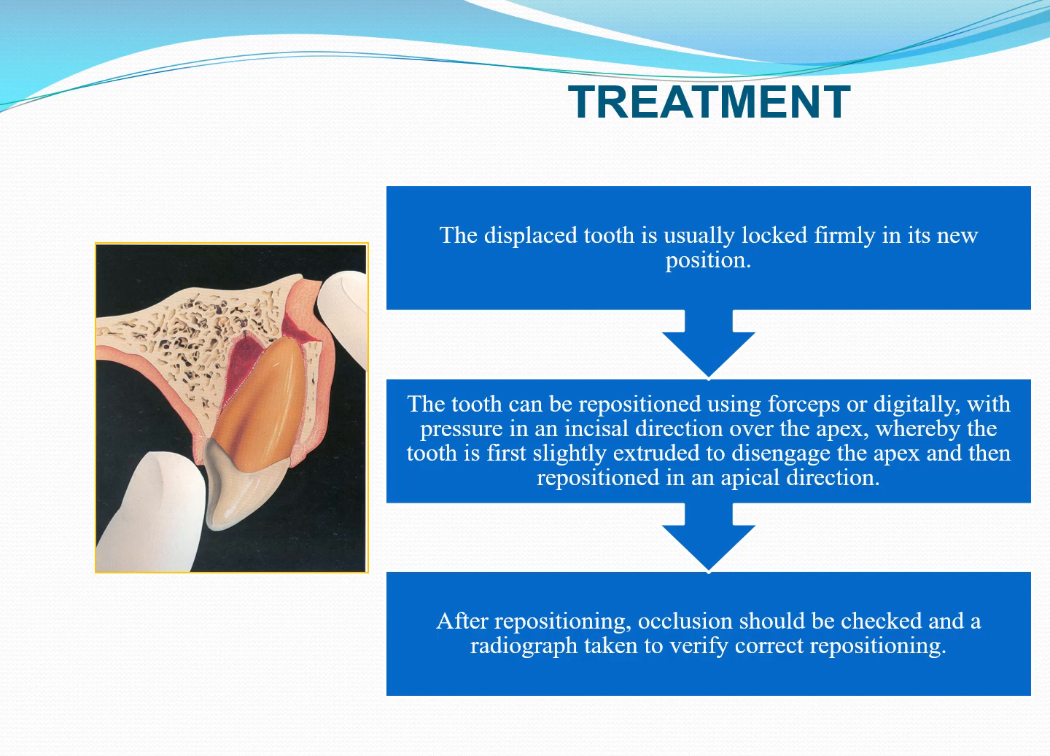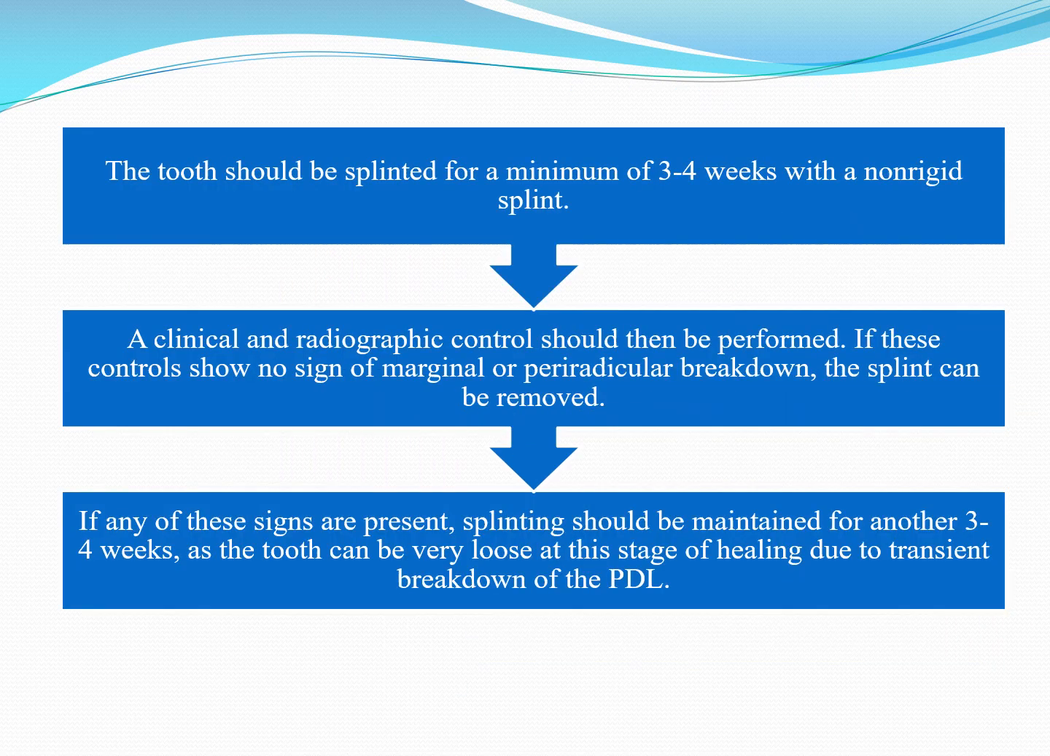That is lateral luxation, where the tooth has moved into the palatal direction. So give LA and apply pressure in the apical direction so that the tooth is slightly extruded, disengage the apex, and reposition it in the apical direction. Get it back to the original position, and check the radiograph whether it is properly repositioned or not. Then, if needed, you can do the splinting with the adjacent teeth. Okay, once you get the tooth back to its normal position, you need to do the splinting.